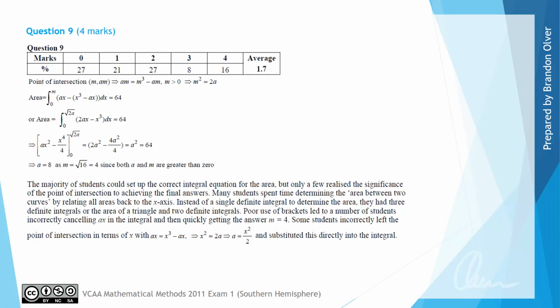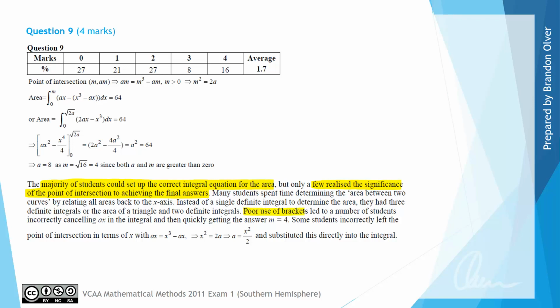From the examiner's report we can see that 16% of students got full marks for this question, and that the majority of students could set up a correct integral equation for the area. But only a few students realised the significance of the point of intersection to achieving their final answer. Many students spent time determining the area between two curves by relating all areas back to the x-axis. Instead of using a single definite integral to determine the area, they had 3 definite integrals, or the area of a triangle and 2 definite integrals, which would have taken much longer to process.